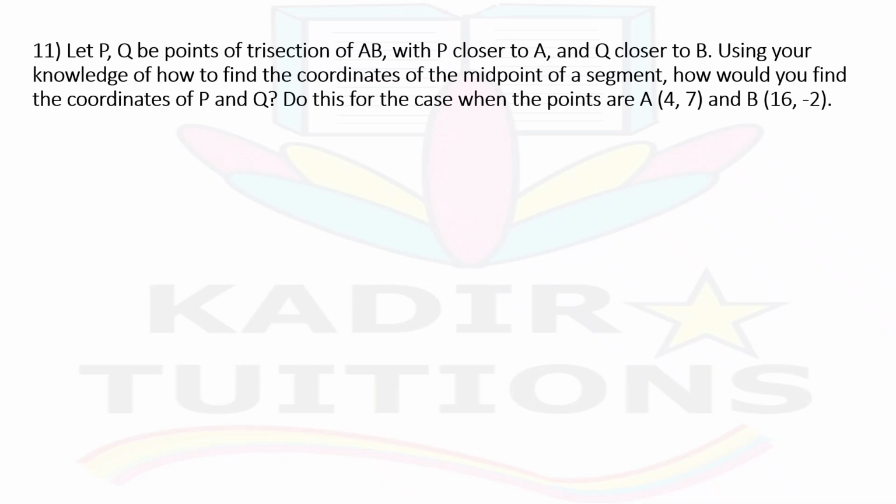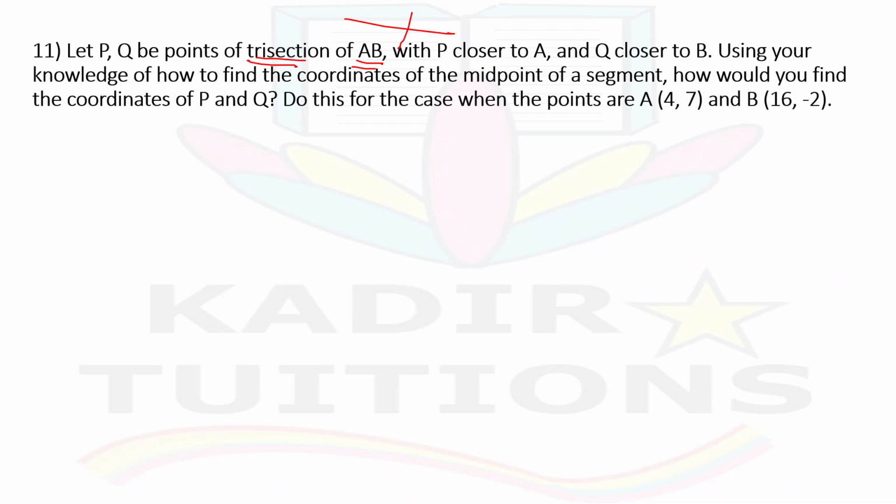Let P, Q be points of trisection of AB. So AB is one line segment that has been divided into three parts. That is the reason they have mentioned trisection, and those three parts are equal to each other. You would have heard of bisect, right? What is the meaning of bisect? A line can be divided into two equal parts. That is bisect. So trisect means a line has been divided into three equal parts, with P closer to A and Q closer to B.